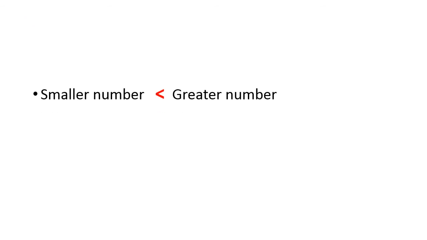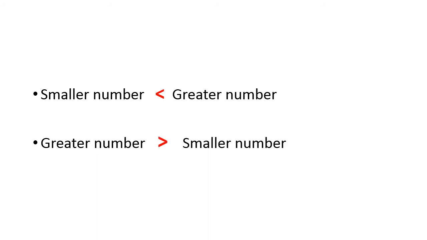Whenever we write the less than symbol, the lesser number, that is the smaller number, should come first, then you have to write the less than symbol, then you have to write the greater number. The same way, whenever we write the greater than symbol, the greater number should come first, then the greater than symbol, then the smaller number. Okay, you have to keep this in your mind whenever you write less than and greater than symbols.